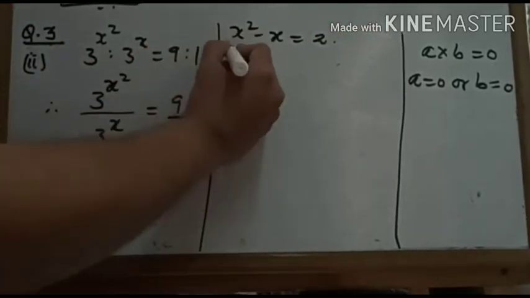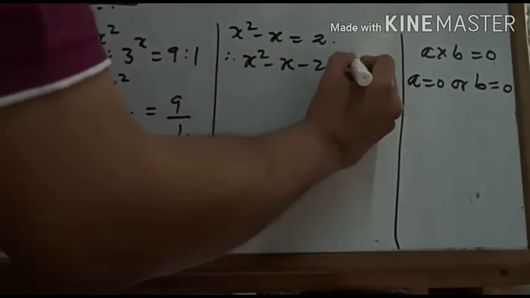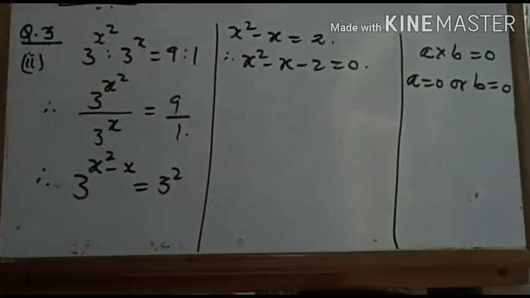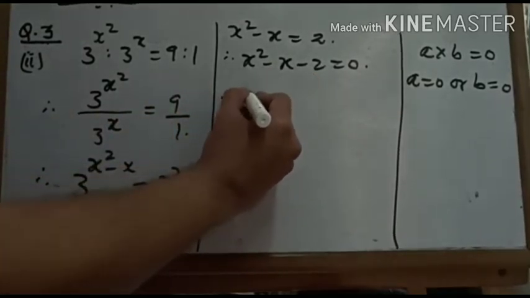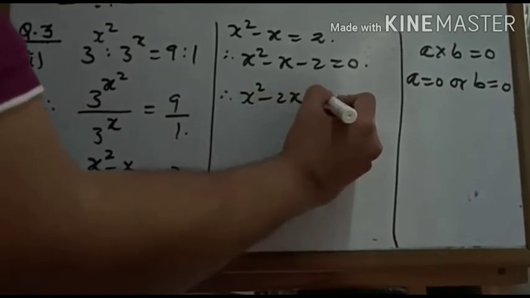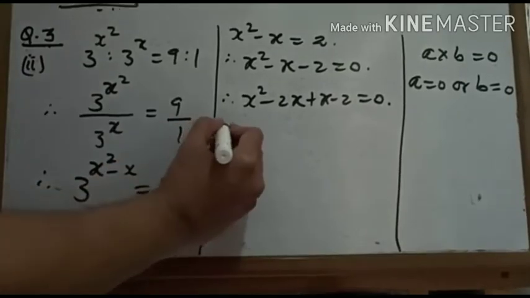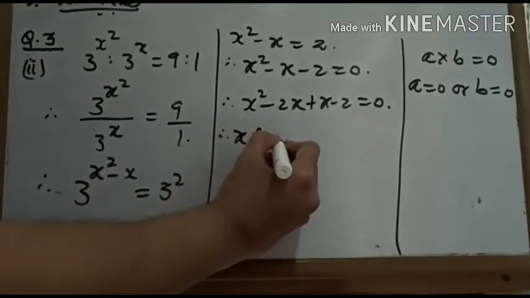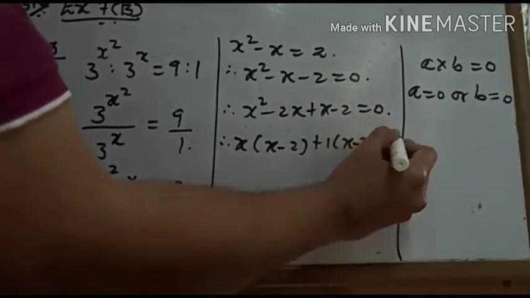I am bringing that 2 to the left hand side. So what I get is x square minus x minus 2 equal to 0. If you remember factorization, I am splitting up the middle term. It becomes x square minus 2x plus x minus 2 equal to 0. Therefore, x into (x minus 2) plus 1 into (x minus 2) equals 0.